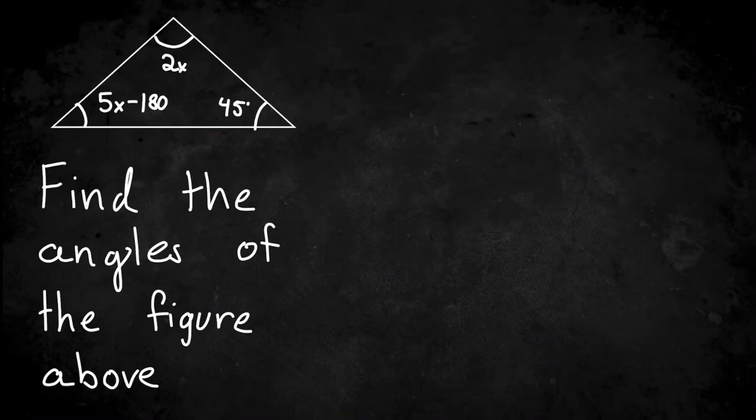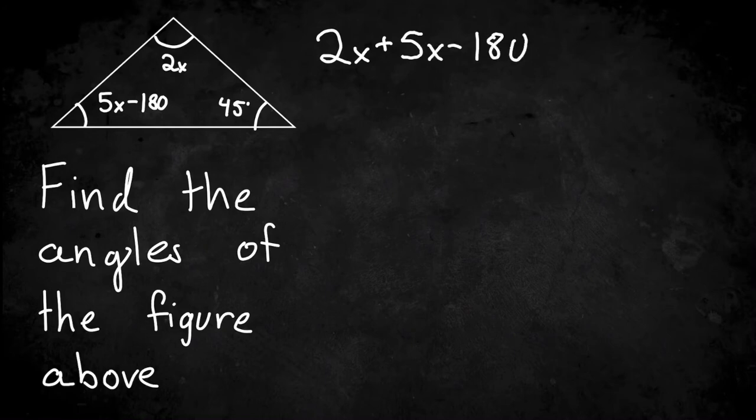So, what we are going to do is we're going to use a linear equation to solve this. So we know all the angles added together equals 180 degrees for a triangle. So we know that 2x plus 5x minus 180 plus 45 equals 180.